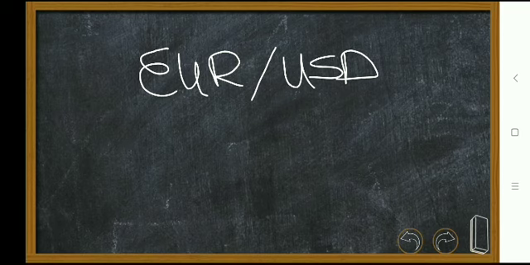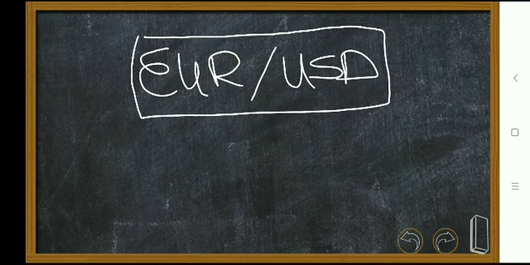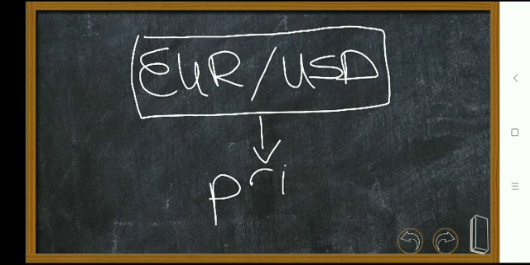So right now, before you see a currency pair, Euro USD is a currency pair. So this Euro USD will have a price on the market. That's why we will sell or buy this pair, because there's a price involved. So there will be a buying price and also a selling price.